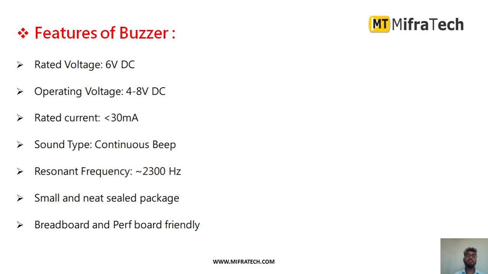So what are the different features of this piezo buzzer? It has a rated voltage of 6 V DC, though we generally provide 5 volts DC for this. It has an operating voltage of 4 to 8 volts. It has a current of less than 30 milliamps. As for the sound type, we get a continuous beep sound from this piezo buzzer. It has a resonant frequency of 2300 Hertz.